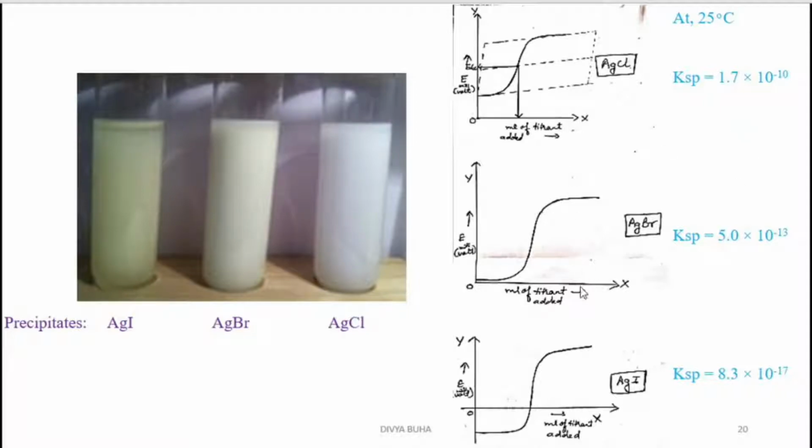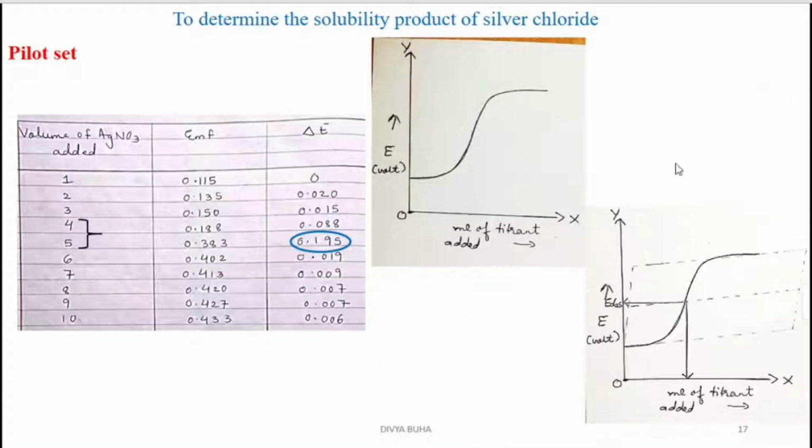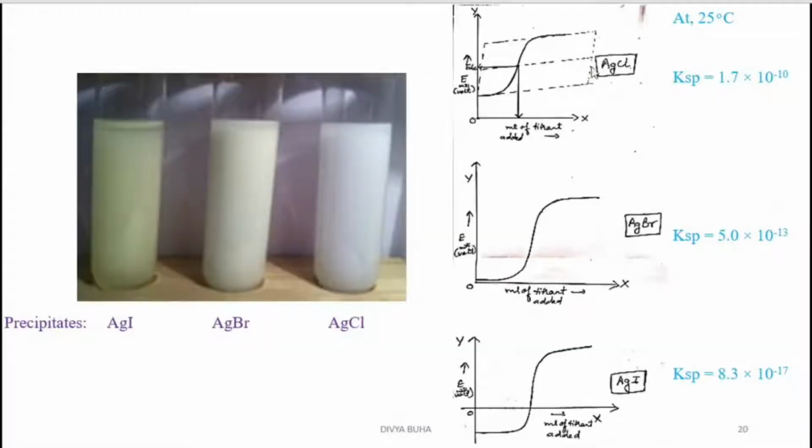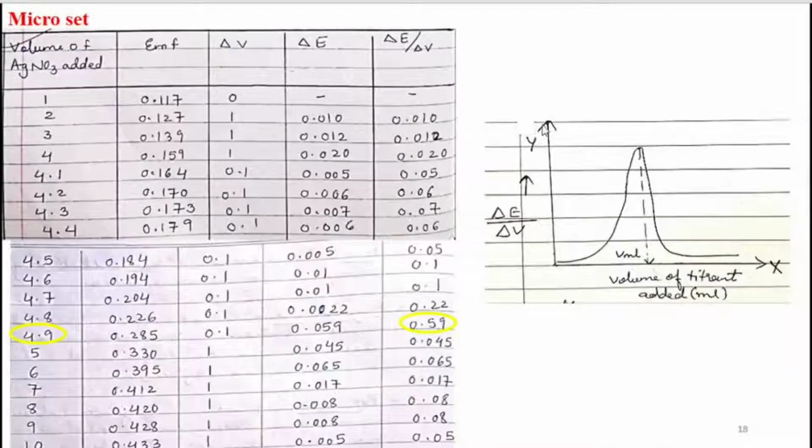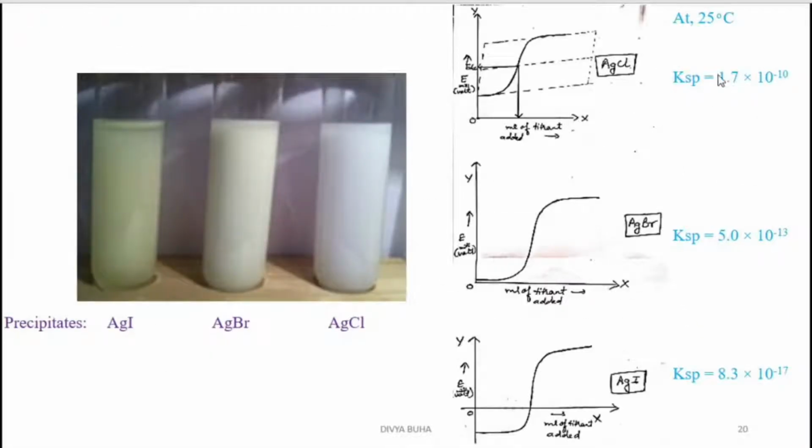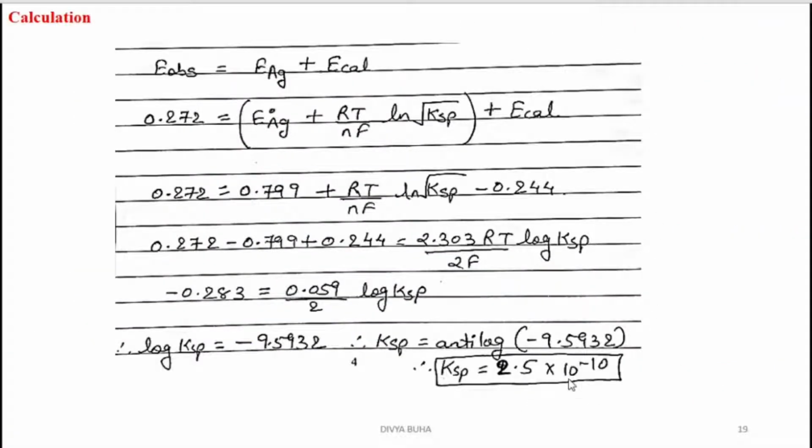Now, coming to the graph, this is the plot of EMF versus the ml of the titrant being added, and that is drawn using the plot set. So this sort of graph would be obtained for silver chloride. This is the same graph which I have represented over here, right? And the actual solubility product for silver chloride at 25 degrees Celsius is 1.7 into 10 raised to minus 10. And over here we are getting 2.5 into 10 raised to minus 10.